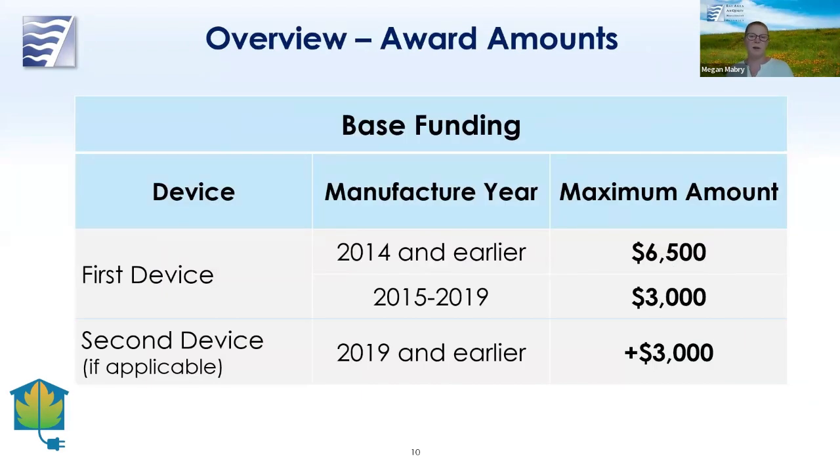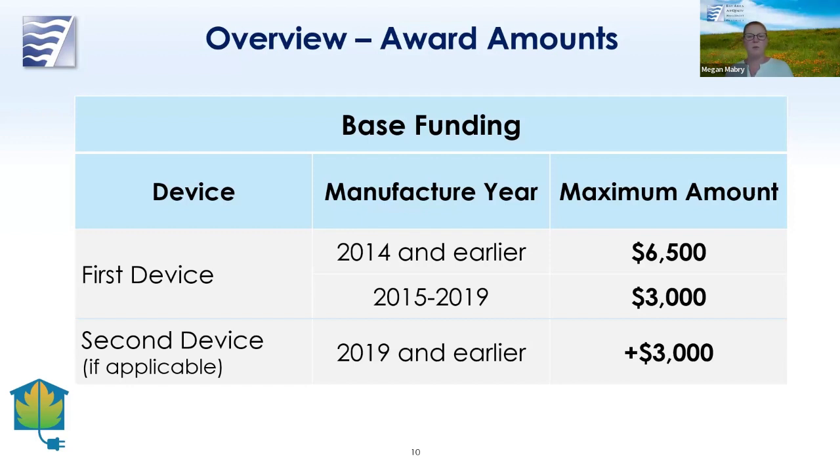Now let's discuss award amounts in more detail. The base funding amount is the amount that will be initially offered to an applicant. Please note this is the maximum amount that the Air District will reimburse for eligible costs. We will discuss eligible and ineligible costs in coming slides. The base funding amount offered will vary depending on the number of devices being replaced, the age of those devices, and plus-up funding for low-income applicants. Plus-up funding will be discussed on the next slide.